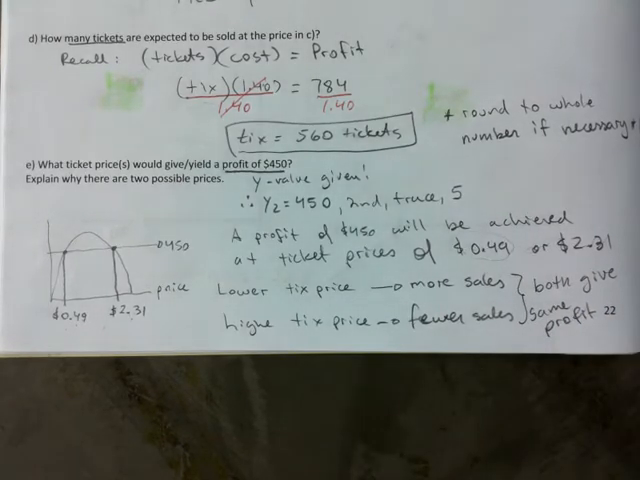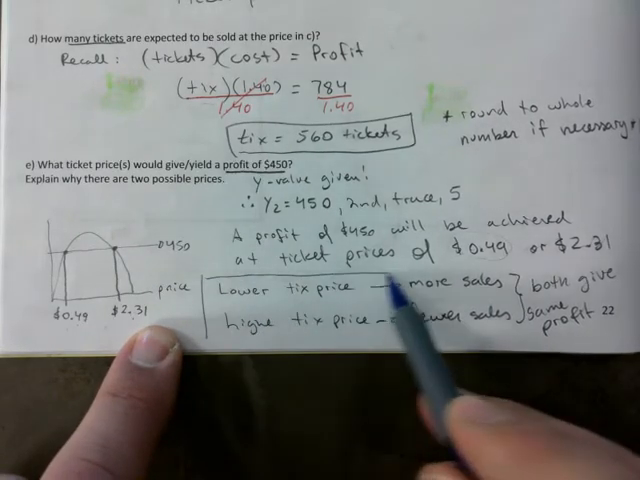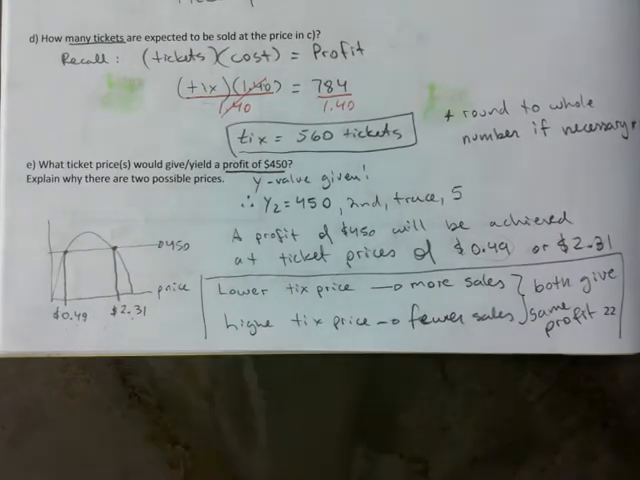Both give the same profit. This is kind of like a box here, perhaps, right? That's the explanation as to what's happening there.